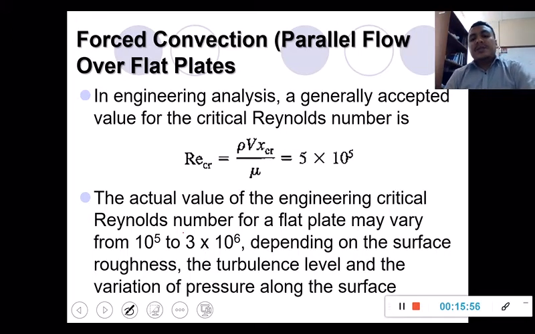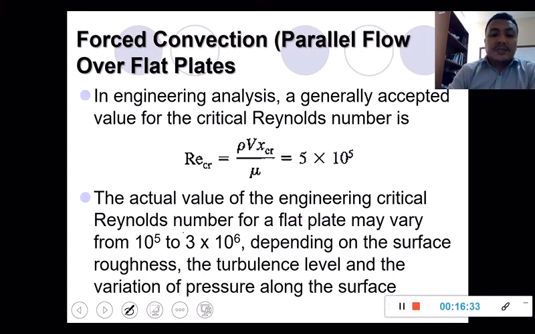Okay, in engineering analysis, a generally accepted value for the critical number is Re critical equal to rho V x critical divided by mu, which is 5 times 10 to the power of 5. The actual value of the engineering critical Reynolds number for a flat plate may vary from 10 to the power of 5 to 3 times 10 to the power of 6, depending on the surface roughness, the turbulence levels, and the variation of pressure along the surface.